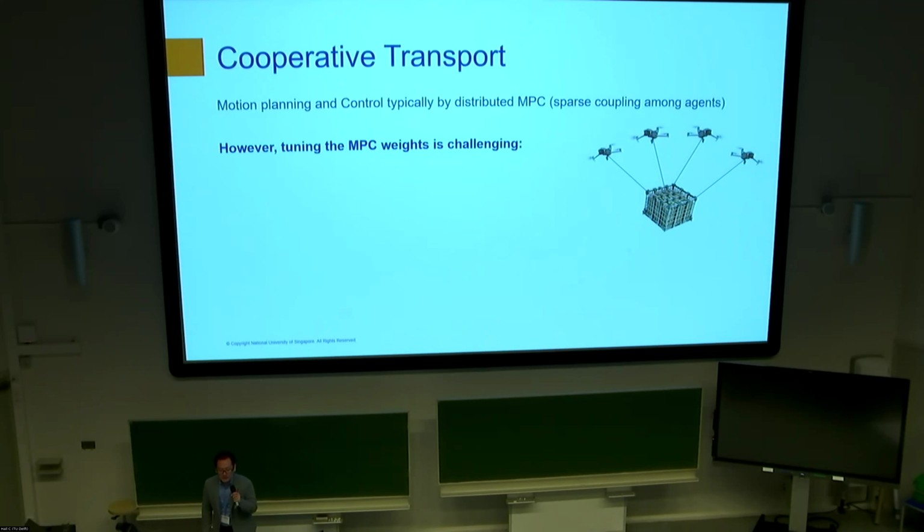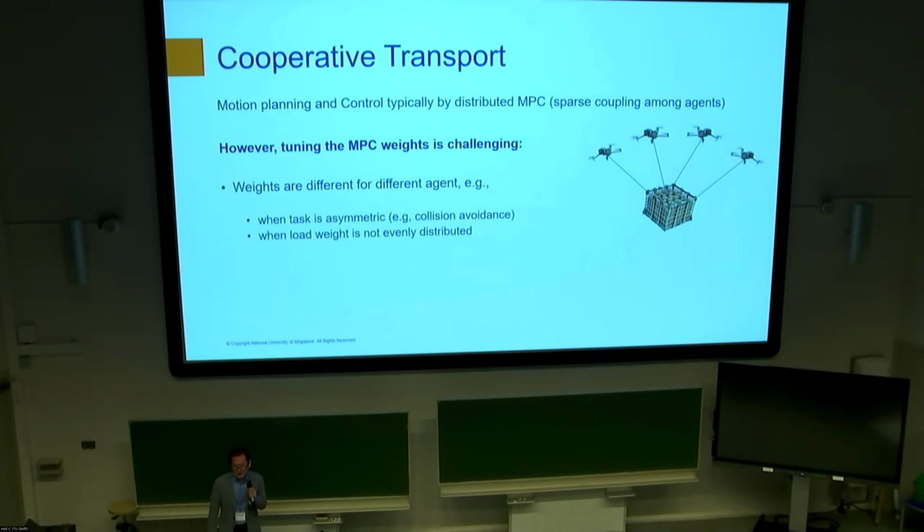However, tuning the MPC weights in this case is very challenging. Here are some peculiarities. For example, the weights are different for different agents in cases where the task is asymmetric. For example, if you want to control your multi-lift system, this cooperative transport system, to go through a narrow window, then you need different weights for different drones. And also when the load weight is not evenly distributed. Actually, we're interested in when the geometric center of the load is different from the center of mass. So in this case, you also need different weights for different agents, quadrotors.